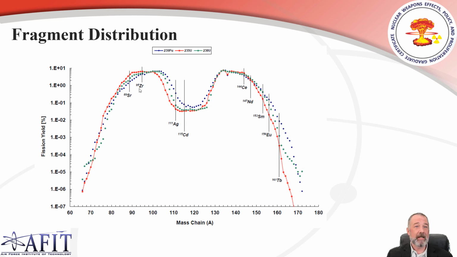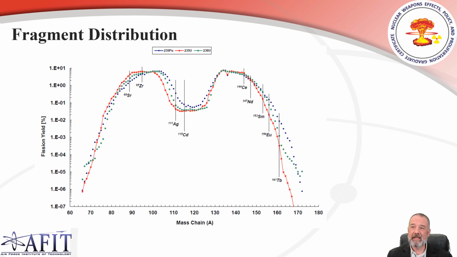Now again, this is very similar to what you've seen before. This is our fission fragment distribution. They're slightly different depending on which nuclei we're talking about. So here we have plutonium-239, very common in weapons. Uranium-235, also very common in weapons. And then uranium-238, which is present in some weapons, and it will fission if you throw a high enough energy neutron at it, instead of turning into plutonium-239.